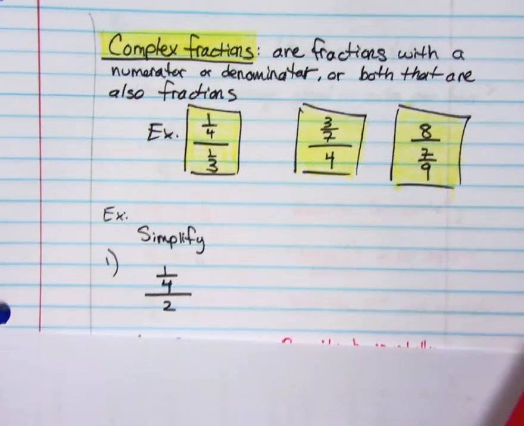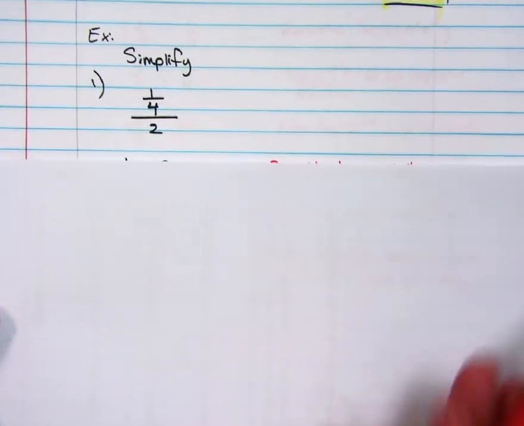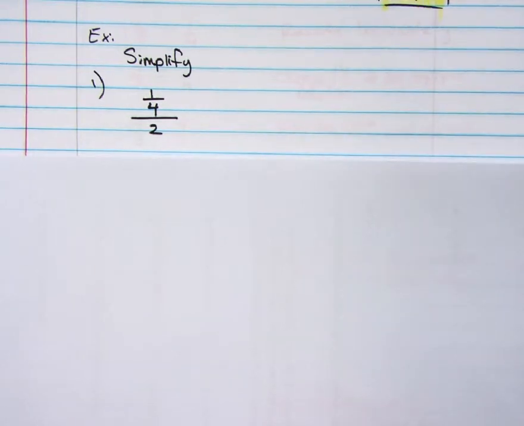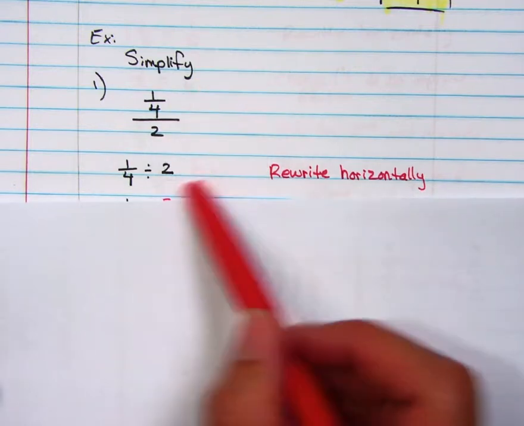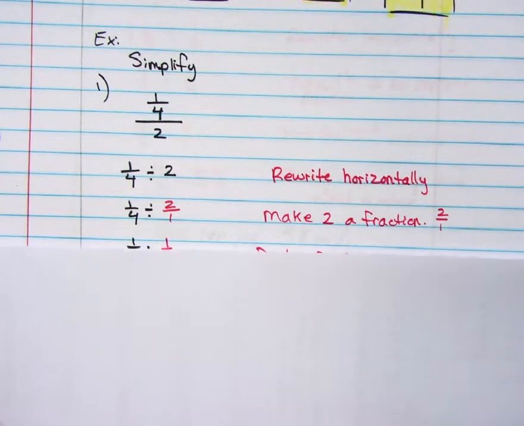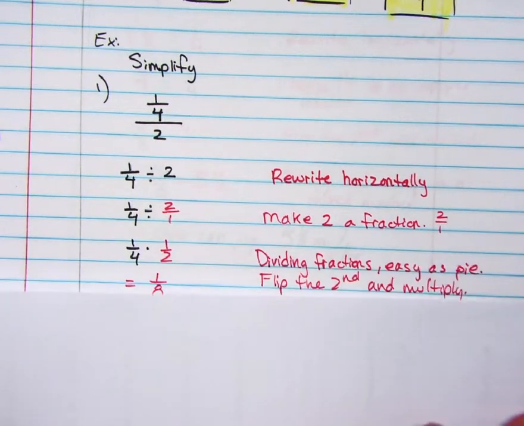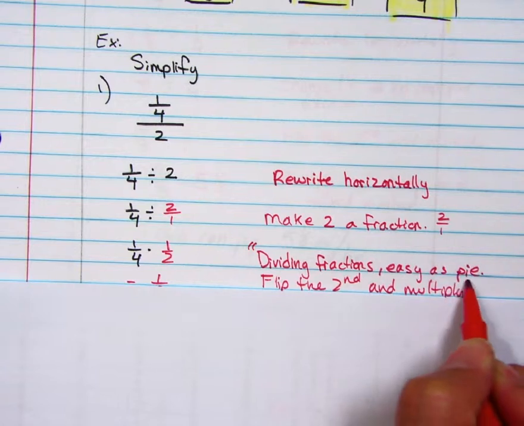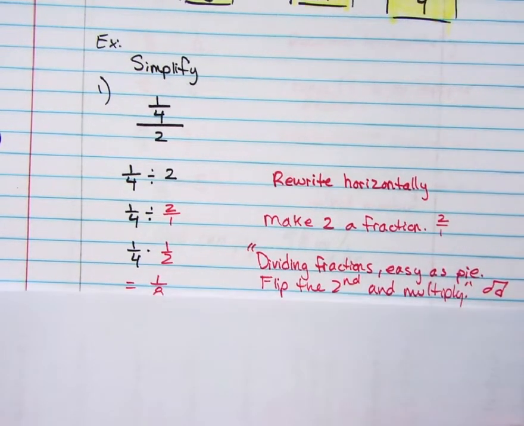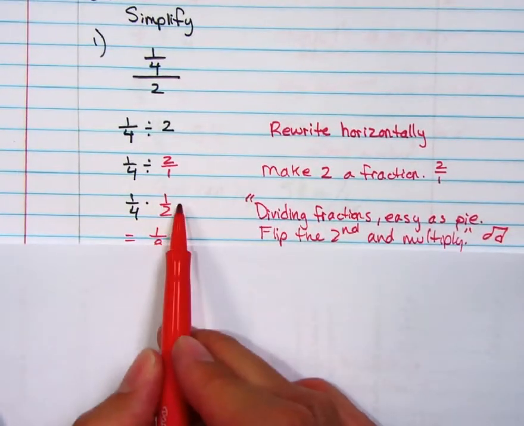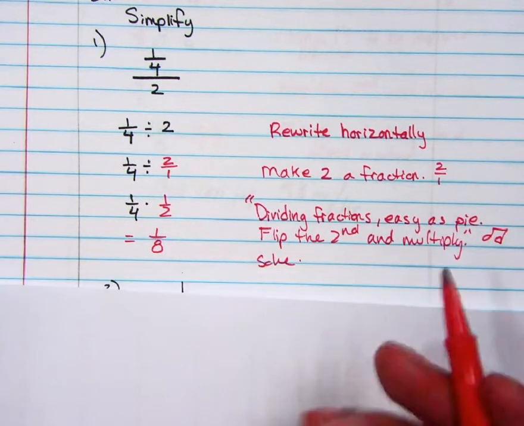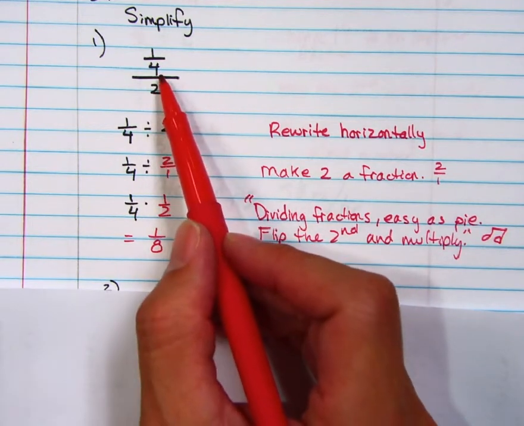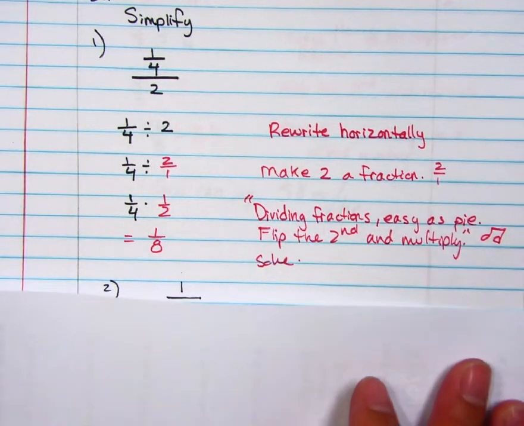So let's go ahead and work this out. Let's simplify 1/4 divided by 2, or 1/2 of 1/4. Some of you might know the answer right off the bat, but others maybe not. It's fine. We're going to write it horizontally. I then change 2 into 2/1. I then divide fractions easy as pie. Remember this little song, flip the second and multiply. So I flip the 2/1 to 1/2, multiply straight across, and I get 1/8 as my answer. And that makes sense. 1/2 of 1/4, well, 1/2 of 4 is 2, so 1/8 would be 1/2 of 1/4.